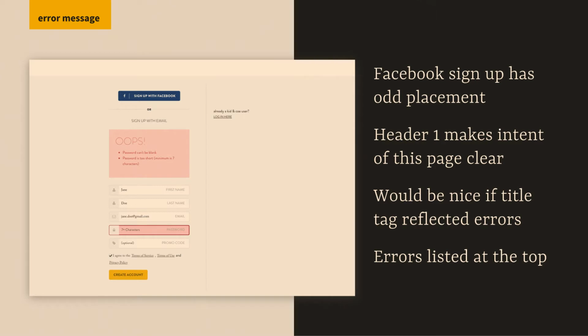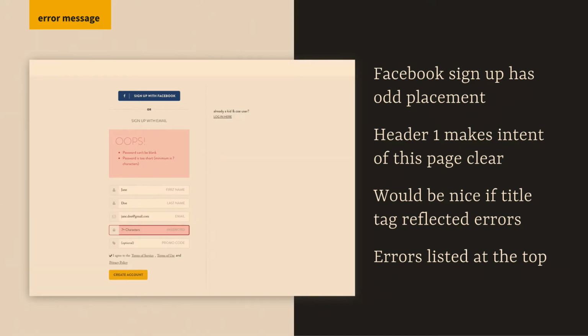So this is a really strange placement for the sign up with Facebook button. It really doesn't need this much hierarchy. It's nice to offer it as an option, if signing up with Facebook is easier, but a screen reader is going to read that first, and that's not really the point of this page. I do like that the header one that says oops makes the intent of this page really clear. When you read that, you know that something went wrong.